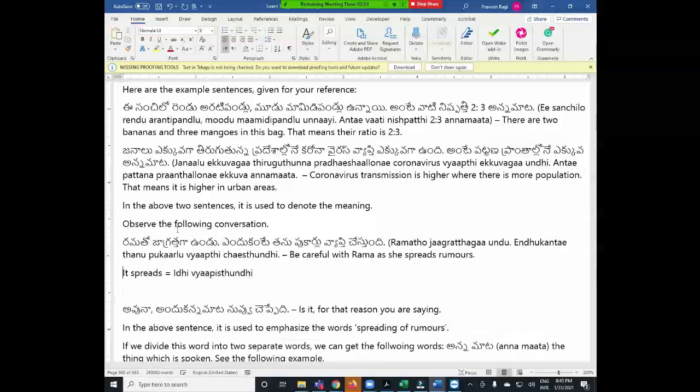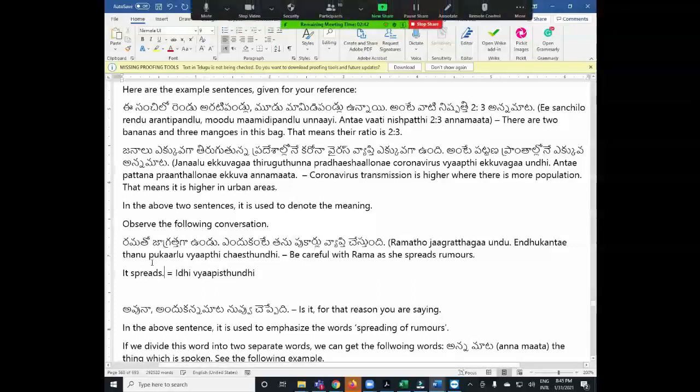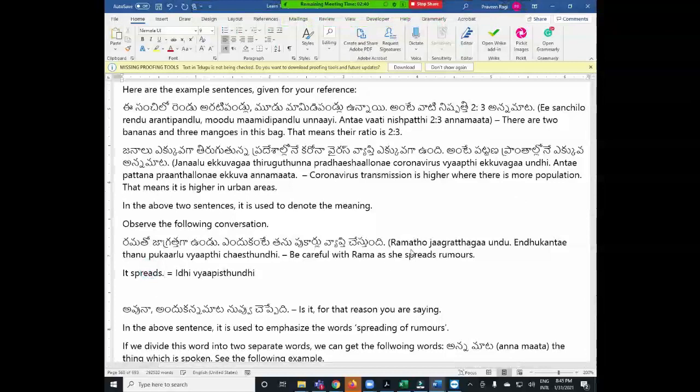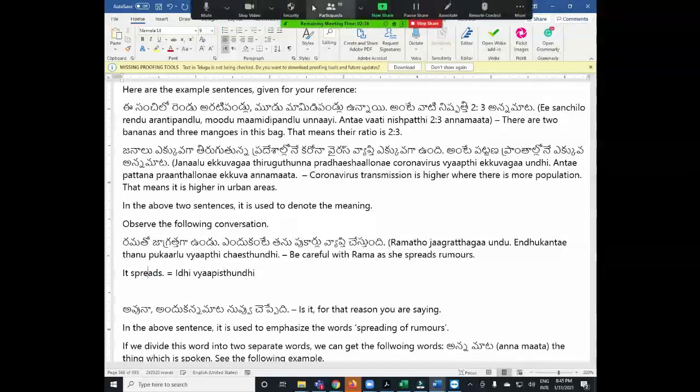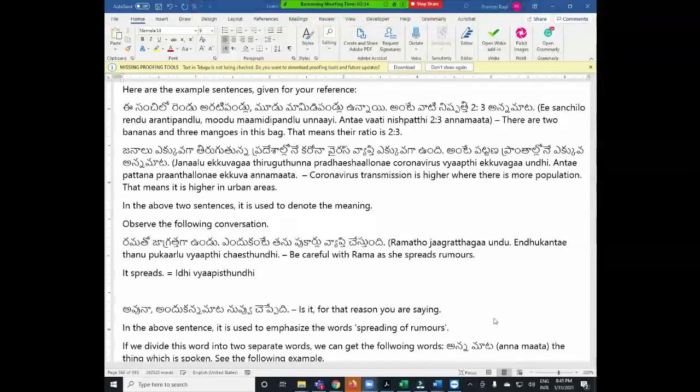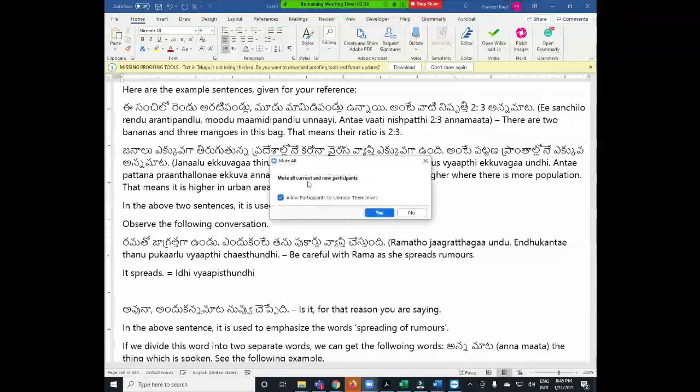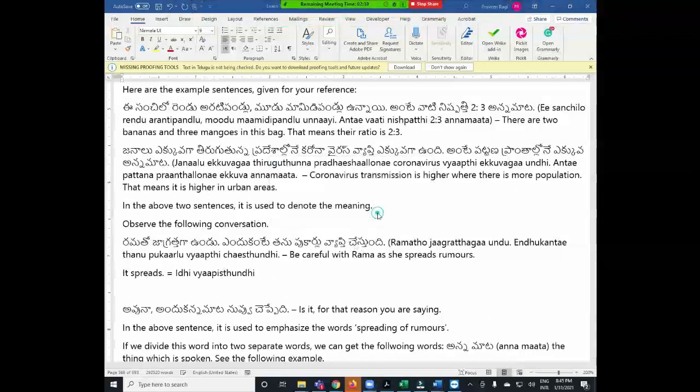Okay, if you look here, after the verb there is no object. So here it spreads means ఇది వ్యాపిస్తుంది. There is no object. It is like it is a subject. Okay, coronavirus. But here she spreads.